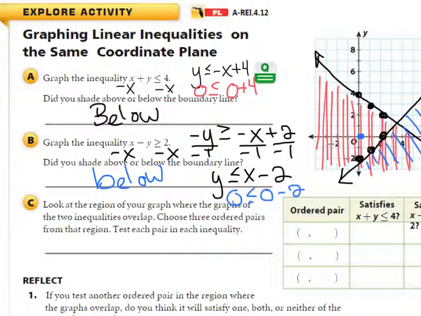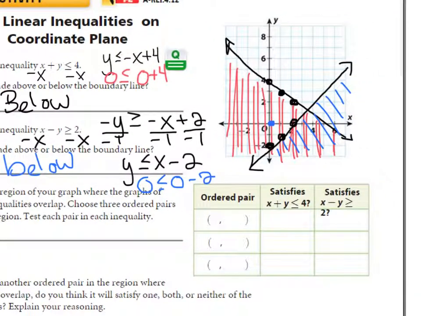And it said to look at the region where the graphs overlapped and to choose 3 ordered pairs from that region. So for mine, I'm looking for this red and blue. If you use 2 different colors like red and blue crayons or pink and blue highlighters, yellow and blue, that area will turn a different color and makes it really easy to see. So 3 ordered pairs, yours might not be the same as mine. Heck, they might not have been the same as your neighbor.